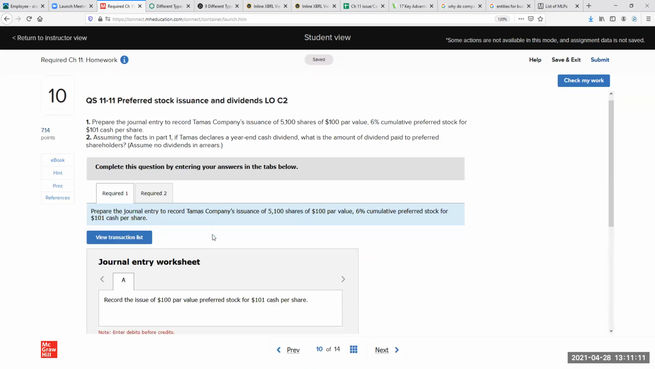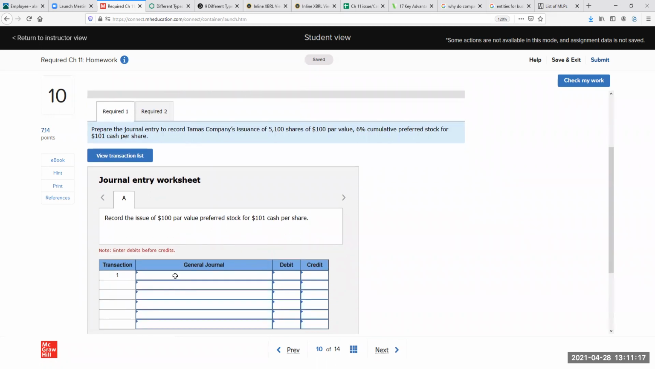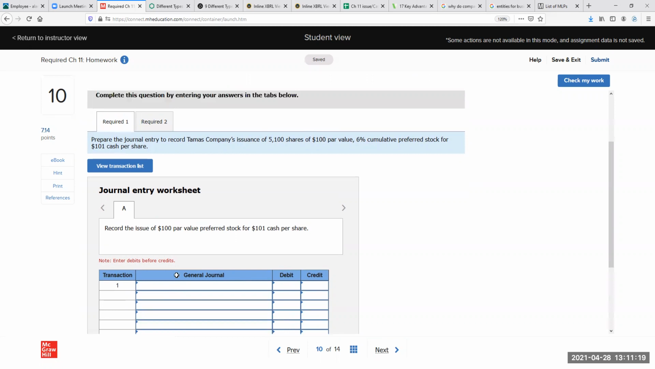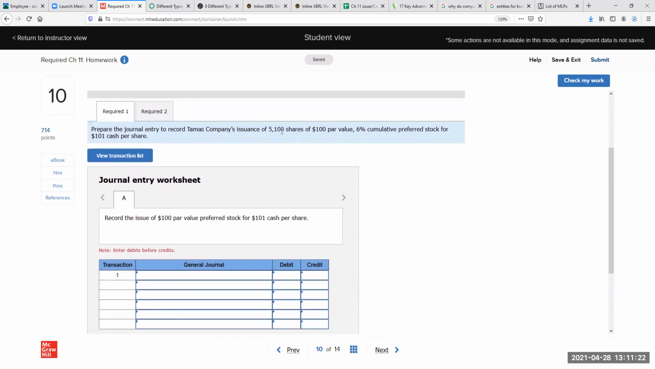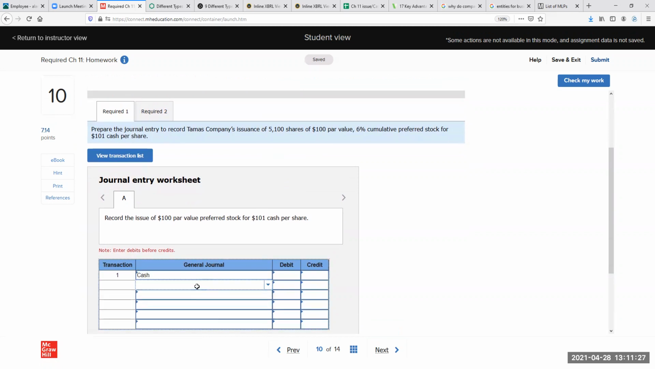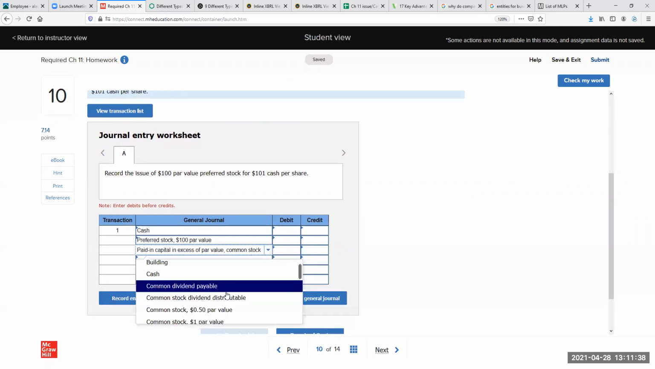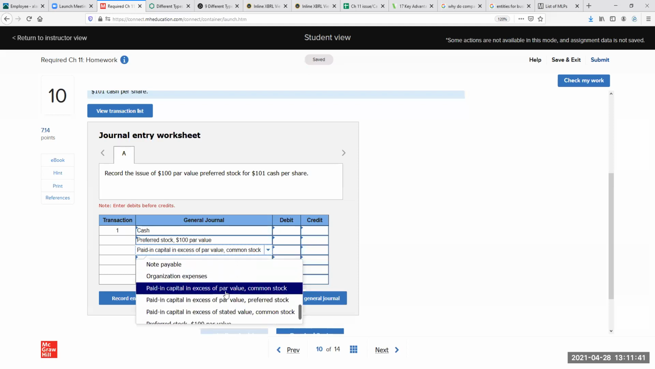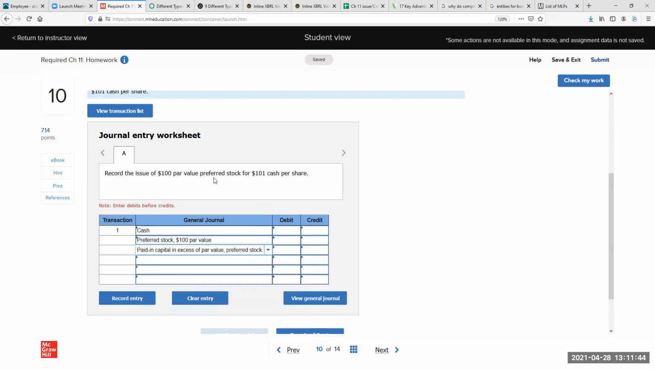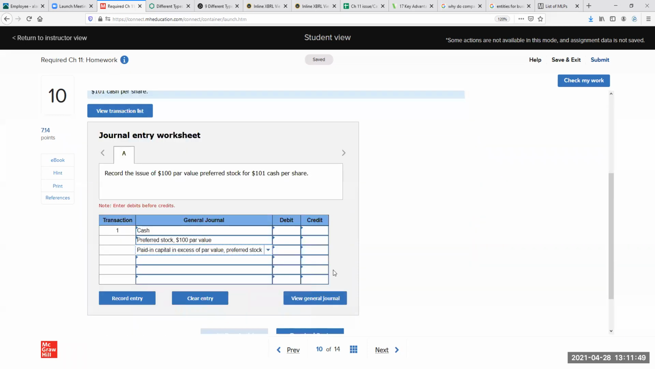Preferred stock issuance and dividends again. Record the issue of $100 par value preferred stock for 101. Well, how many shares did we issue? 5,100. So how much cash do we raise? It's preferred stock, $100 par, and paid in capital in excess from preferred. Now look, you notice it sold for $1 more.